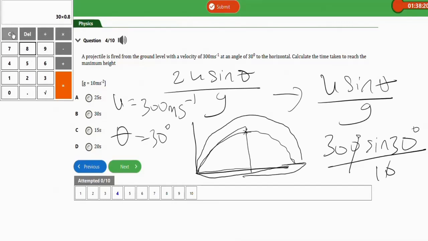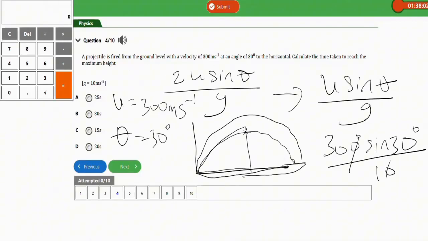Sorry, 0.5. So that's a press equal to, basically I'm going to have 15. So the correct option for this question is option C, 15 seconds. That will be the time to get to the maximum height.